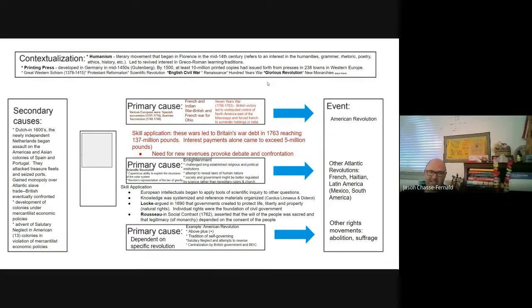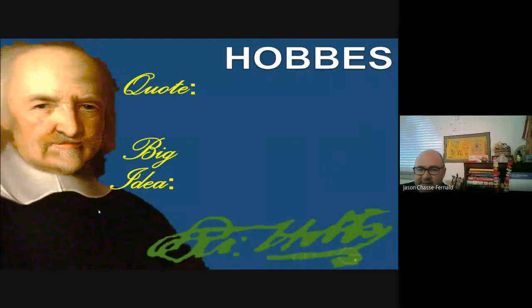I listed off a bunch of others that are more European history specific. Connections could be made, but I bolded the four that are most relevant to the American Revolution specifically. As far as secondary causes, we'll talk about these when we get into specific case studies. So you don't need to complete those unless you want to.